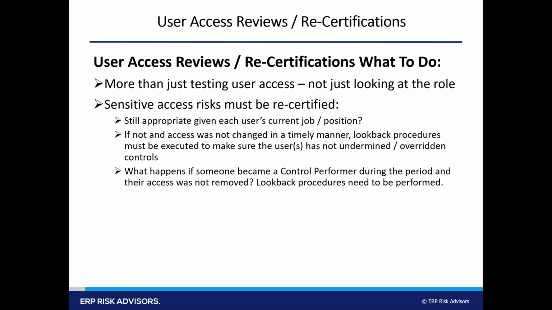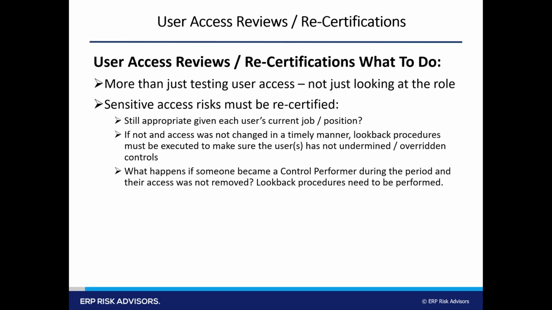All right, so getting into the demo here, user access reviews certifications, more than just testing user access, not just looking at the roles. Sensitive access risks must be recertified. So you should be looking at that role view that we just looked at, or role privilege, and saying, does the access, the activities that each individual user has as part of their job or position, is it still necessary in order for that to happen? And this last one here, I'm going to say, what happens if someone becomes a control performer during the period and their access was not removed? That we're going to cover in detail in the next topic, because that is a real risk as well.